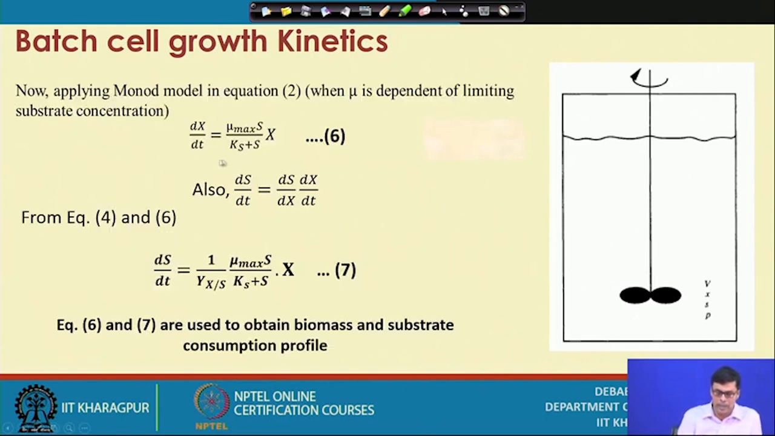And this equation, dx by dt, we can write like this, and from this if you want to calculate ds by dt, we can write ds by dx times dx by dt. And dx by dt we can put as mu into x, and this is equal to 1 by Yx by s times dx by dt. dx by dt is mu into x. And what is mu? Mu equals mu max s by (Ks plus s) into x. So, you can write it like this.